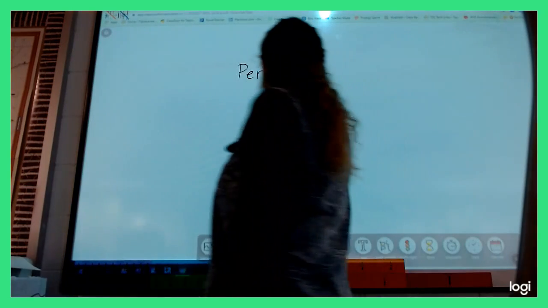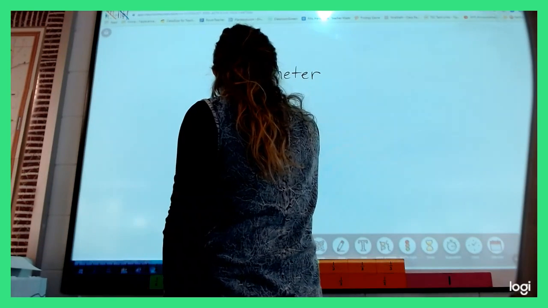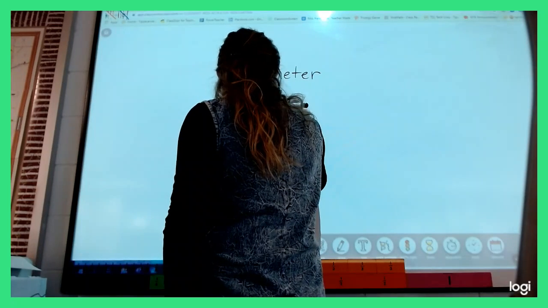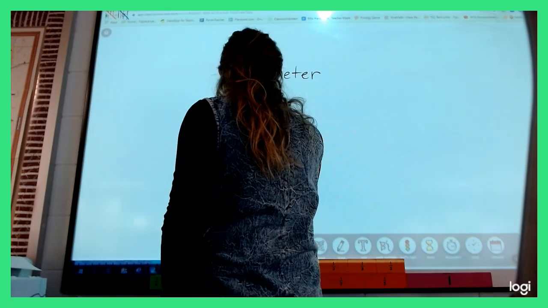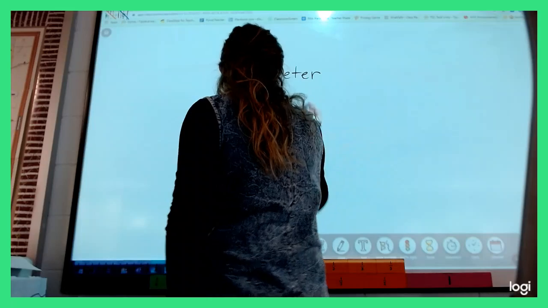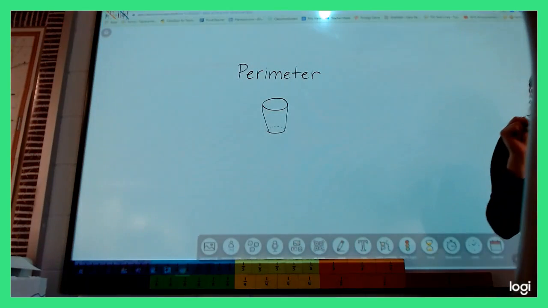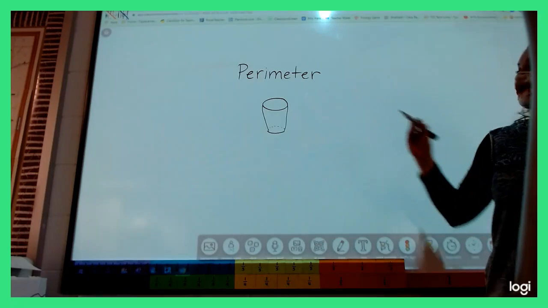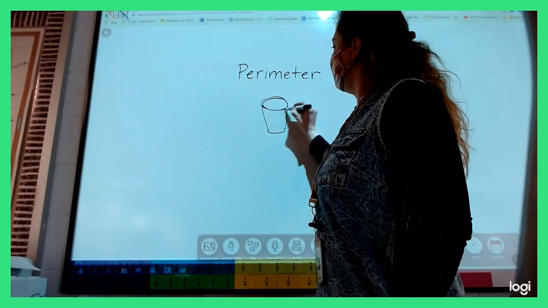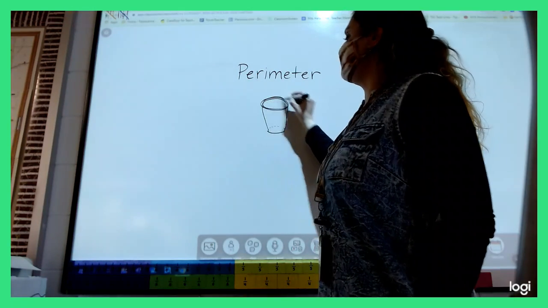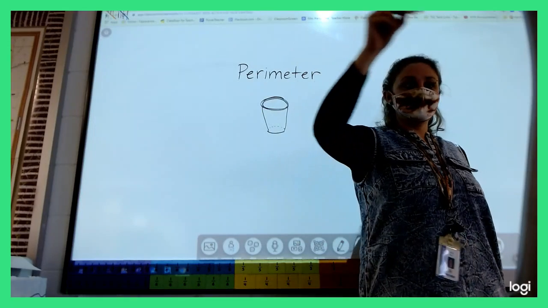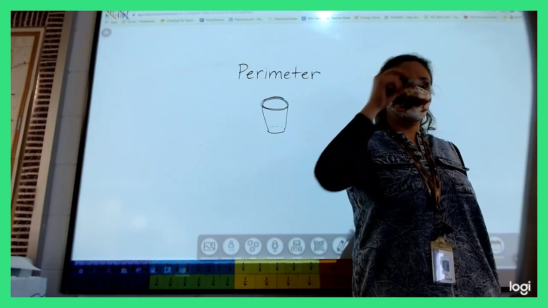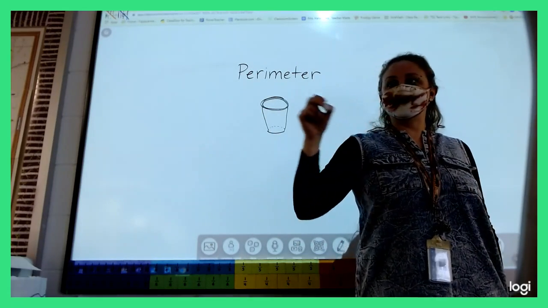Do you guys know what the rim of a glass would be? I'm going to draw a glass real quick. What would be the rim of my glass, Madeline? The part that you put the mouth on? Yeah, this part around the top, right? That's the rim. So the rim is what goes around the outside edge? Is that what you're saying to me? The rim is the outside edge?